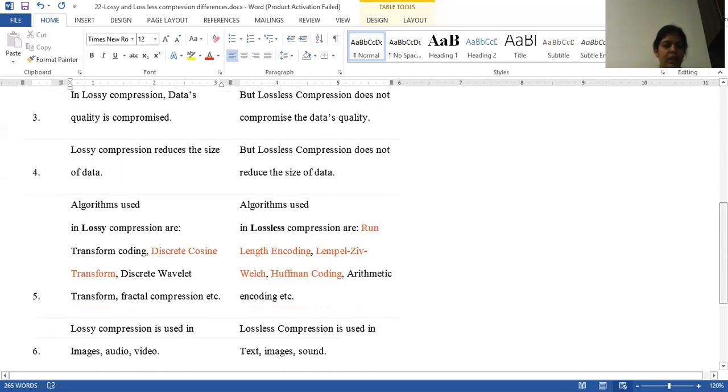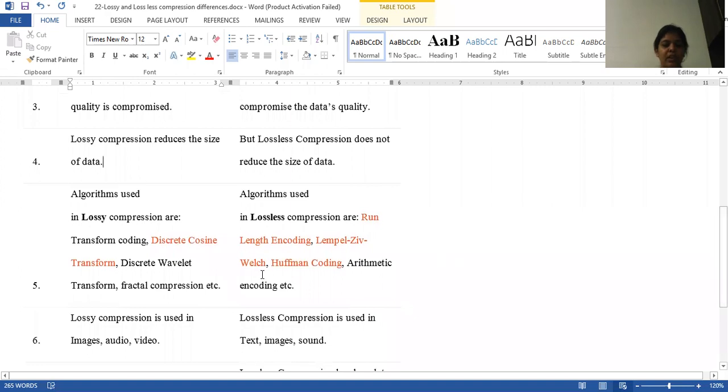Next one is the algorithms used in lossy compression, which are transform coding. So what does it use? It uses different types of coding techniques or compression techniques. In lossy compression, the technique names are transform coding, discrete cosine transform, and discrete wavelet transform. While the algorithms used in lossless compression are run length coding, Lempel-Ziv-Welch coding, okay, next one is Huffman coding, etc., and next one is arithmetic encoding, also included in this type of compression.